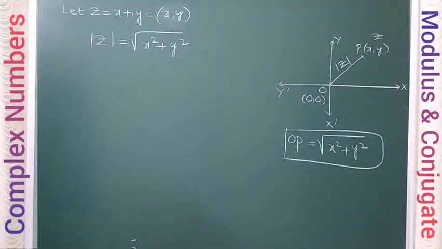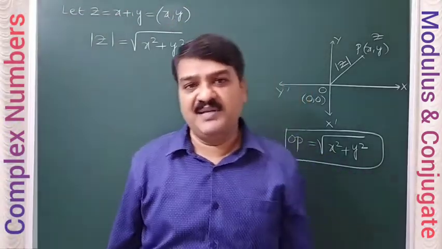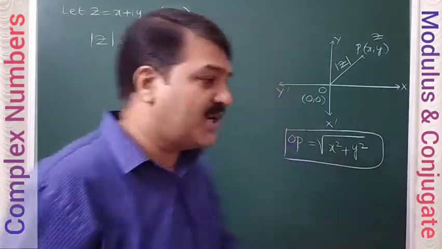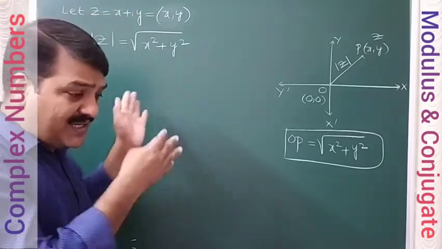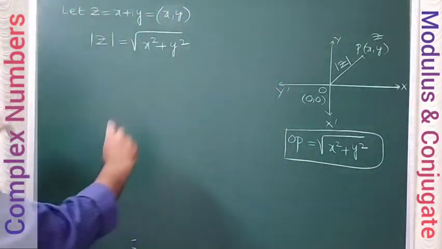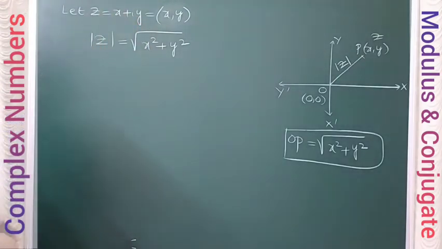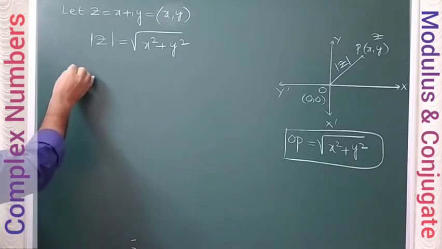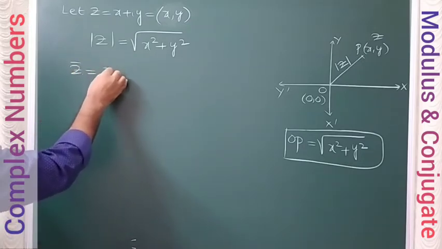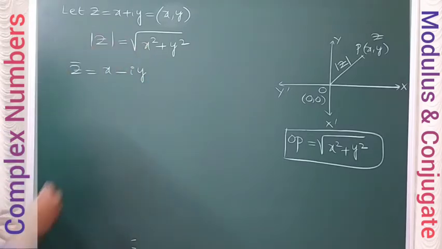Now let us move on to the properties of the conjugate of a complex number. In these properties we will discuss the link between the conjugate and the modulus also, or the relation I should say. So if z is equal to x plus iy is a complex number, what is z bar? x minus iy. This is the conjugate of z.